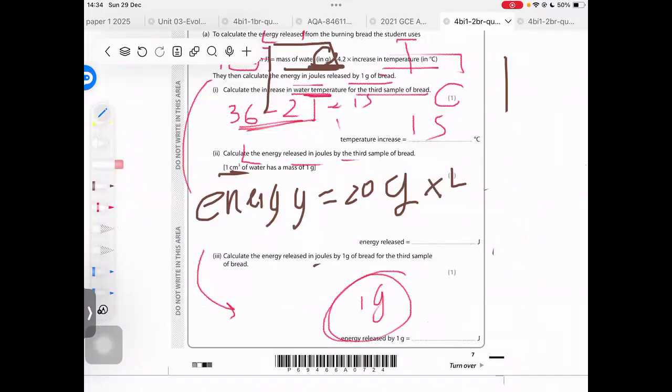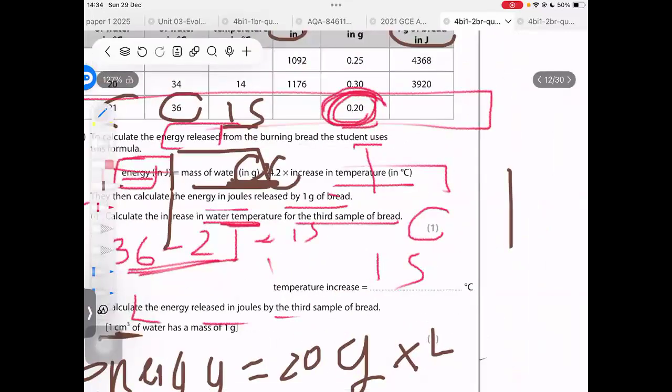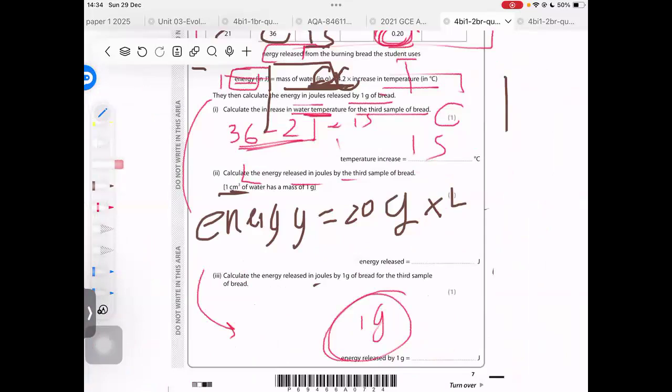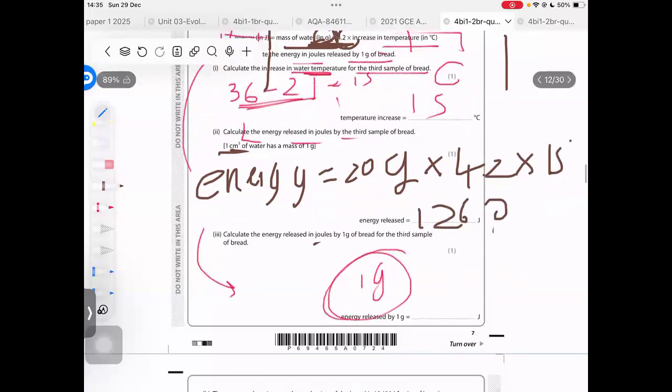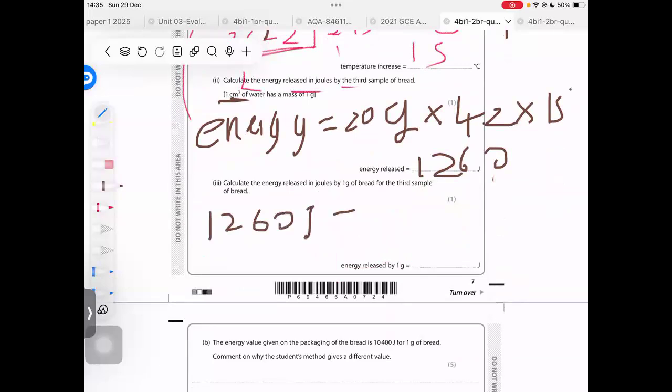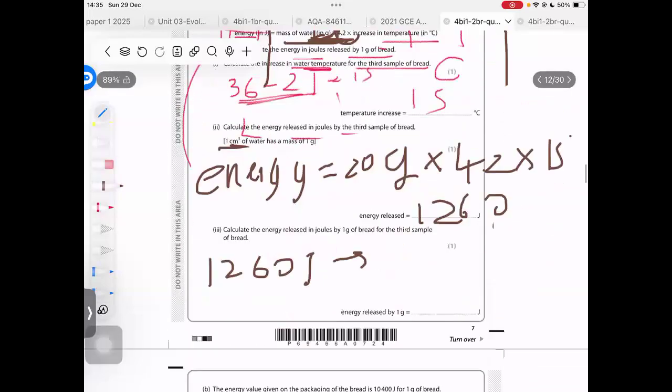But here they have given 4.2, the specific heat capacity, which cancels off with the grams. No need to worry about that too much. I'm just saying that we will get different types of questions in the future, so you have to be a bit careful with the units each time. So 20 grams multiplied by 4.2, multiplied by 15 degrees Celsius. The answer will be 1260 joules.